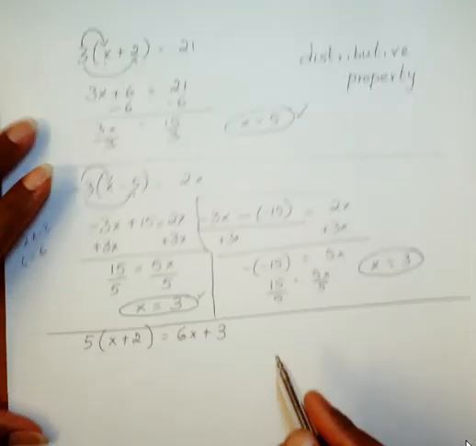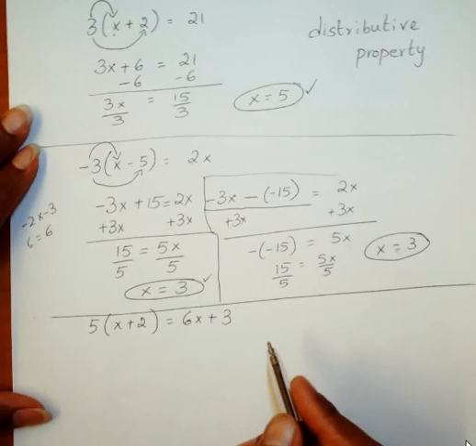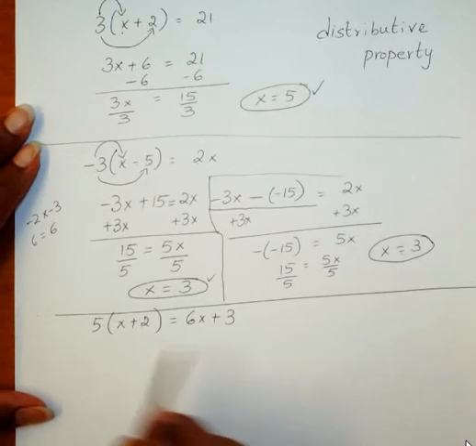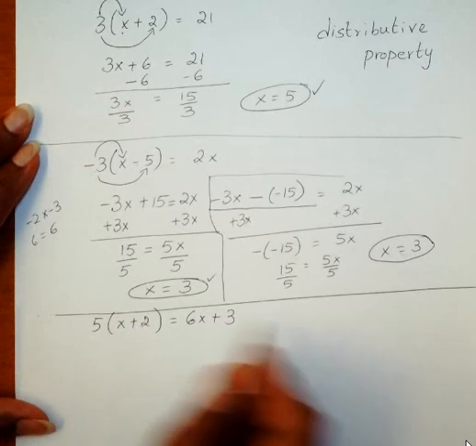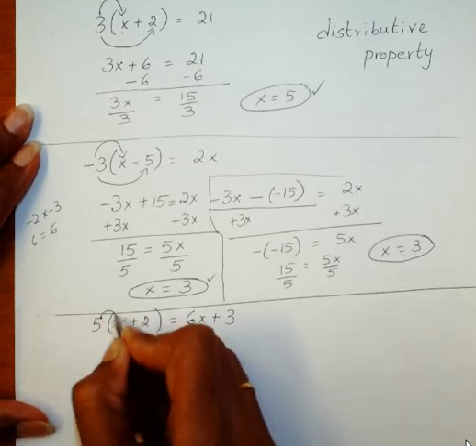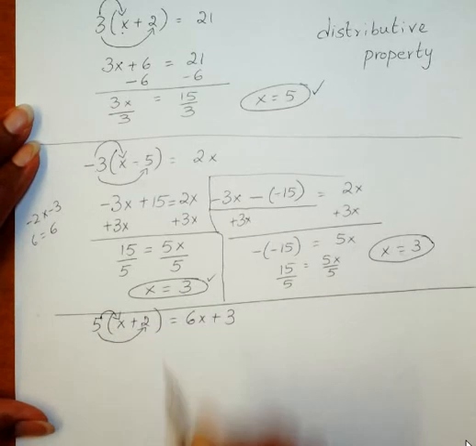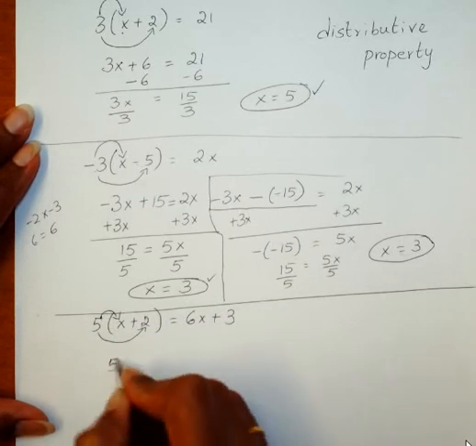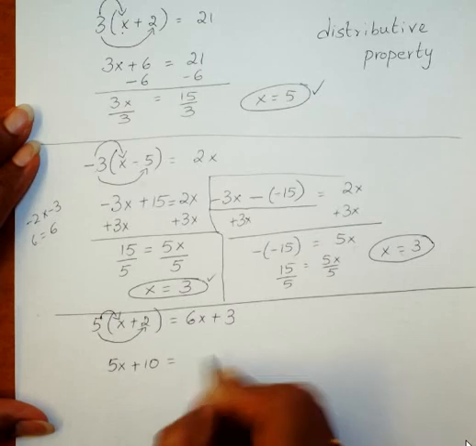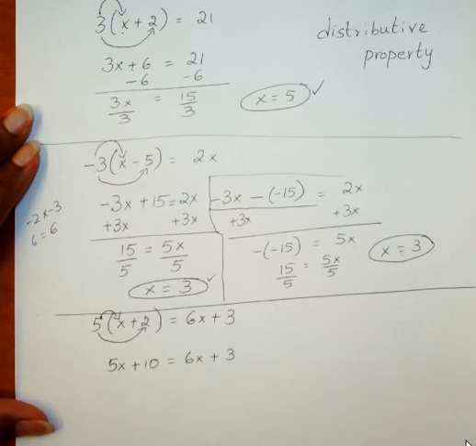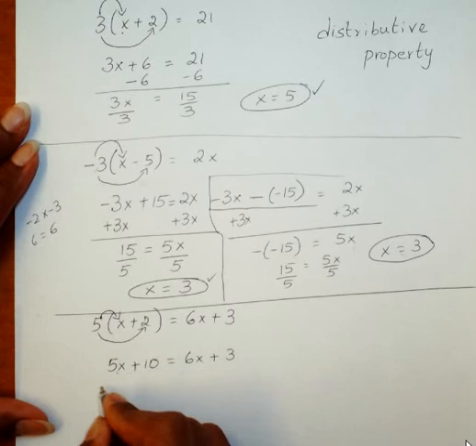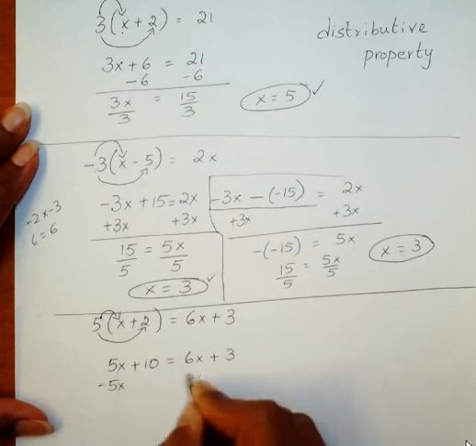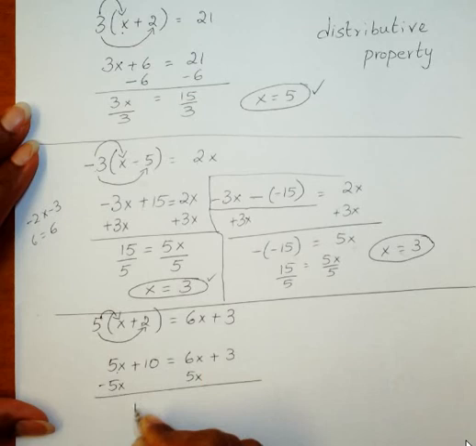Alright, let's try the third problem. Here we have 5 times x plus 2 equal to 6x plus 3. So we have variables on both sides and numbers on both sides. So let's try this. We're doing the distributive property first. Distributing 5 to x and 5 to 2. So we get 5x plus 10 equal to 6x plus 3. And let's see which side has a smaller x, so 5x. So I'm going to move the x over to the other side. So I'm subtracting 5x on both sides. So you end up getting 10 equal to x plus 3.